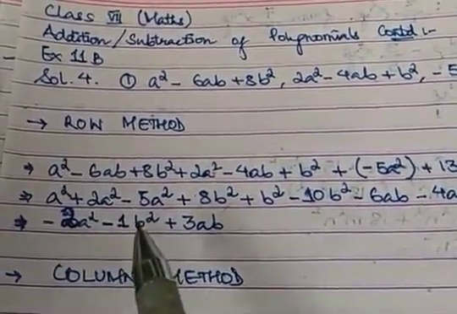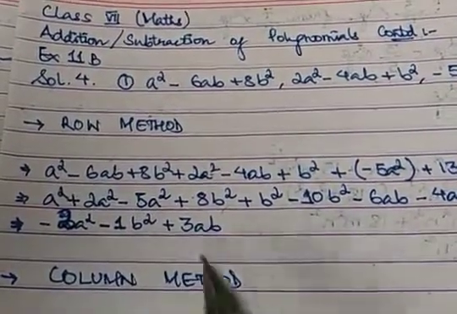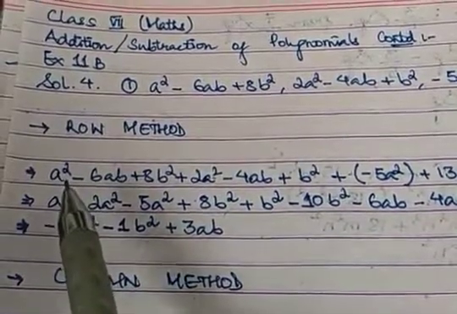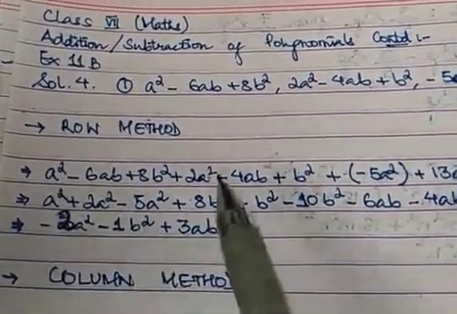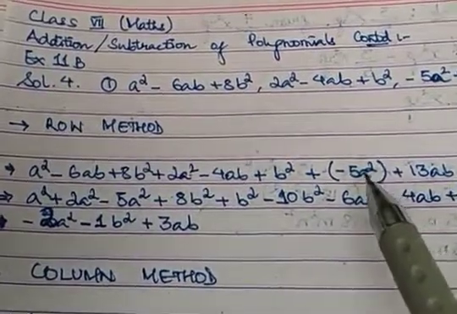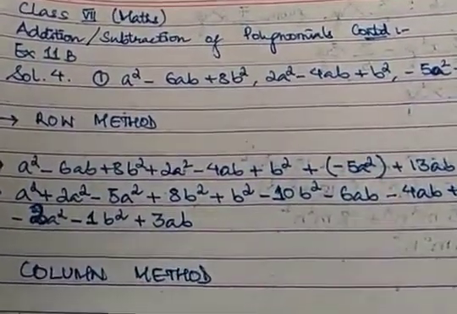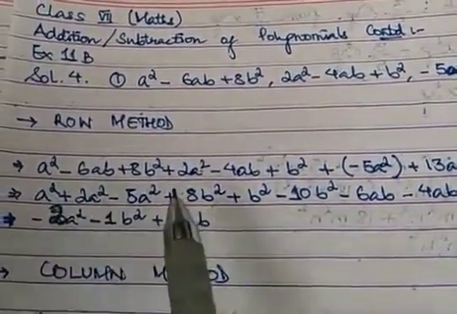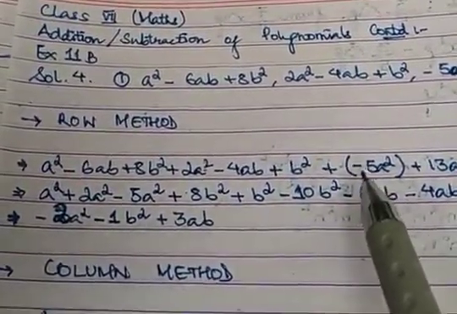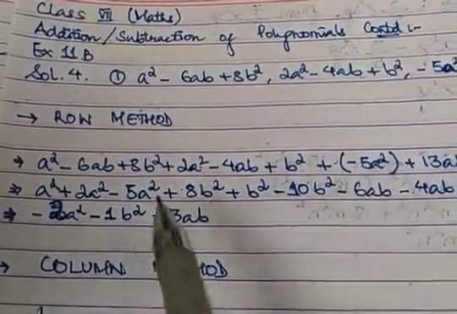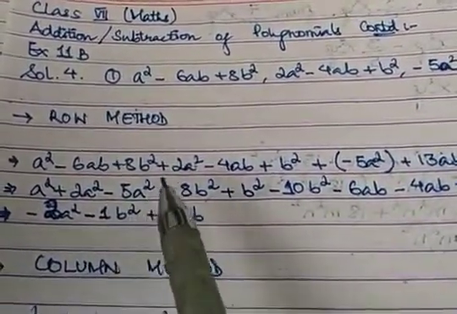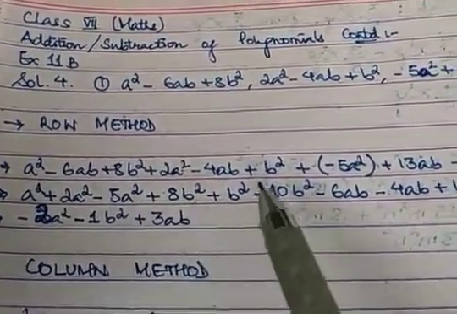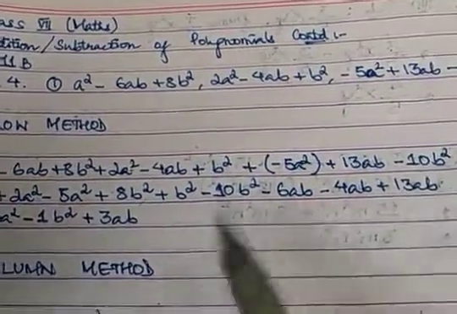So how do we get to know which are the like terms? With the variables. Here we have a square, here a square, and here a square. That means these three terms are like terms. So I have arranged the terms: a square plus 2a square, and after opening up the bracket, plus minus is minus, so minus 5a square. Similarly, in the second case, we have the terms with b square: 8b square plus b square and minus 10b square.